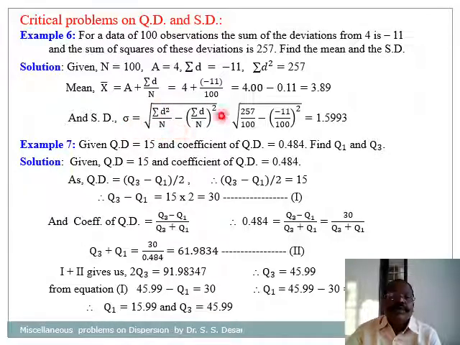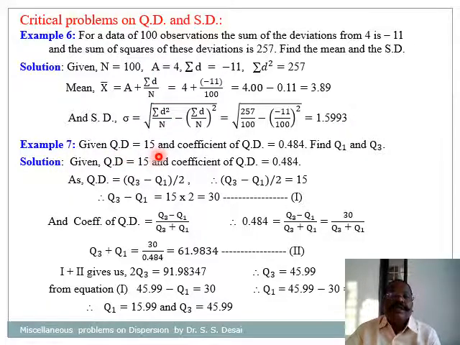Sigma is equal to root of summation of d square by n minus summation of d divided by n whole square. So by substituting the given sums and simplifying, we have the value of sigma is equal to 1.5993.